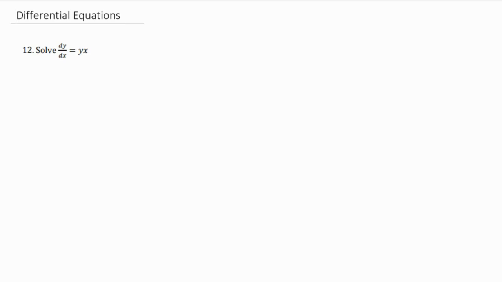So we are going to solve this differential equation, and the steps to solving a differential equation are these. You are going to separate your variables. You are going to integrate both sides with respect to the different variables, and then you will solve. So separate, integrate, and then solve.